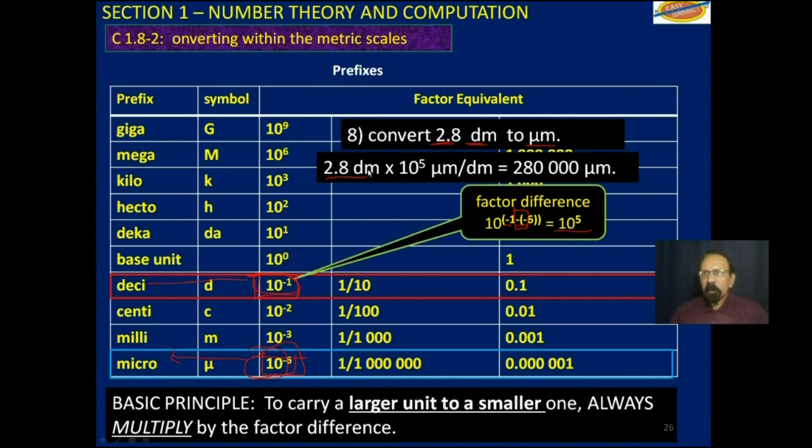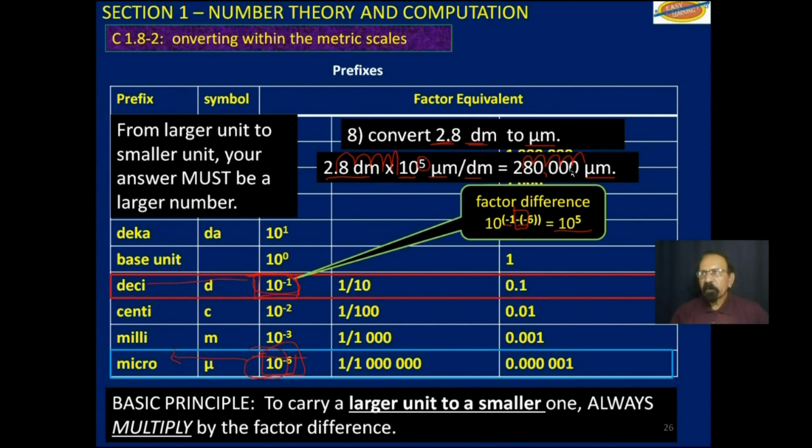2.8 decimeter multiplied by 10 to the 5th micrometer per decimeter. And since we are multiplying and we shift the point 5 places, 1, 2, 3, 4, 5, we have to add a bunch of zeros. That is 1, 2, 3, 4, 5. We actually get 280,000 micrometer.